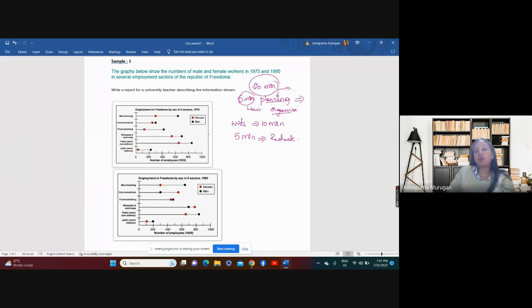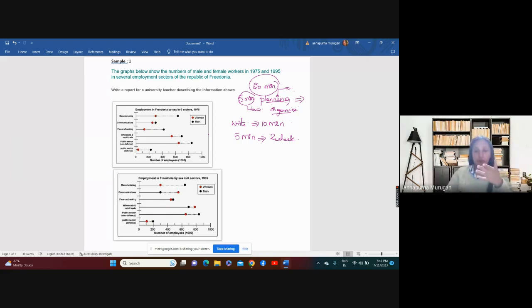Then I had told you the skeletal structure. The skeletal is what? Introduction we need to have, 2 body paragraphs, and 1 final overview. Why did I say it is a final overview? Because we can't conclude anything. We are no one to conclude. We are just presenting what is given in the report. We should not conclude.